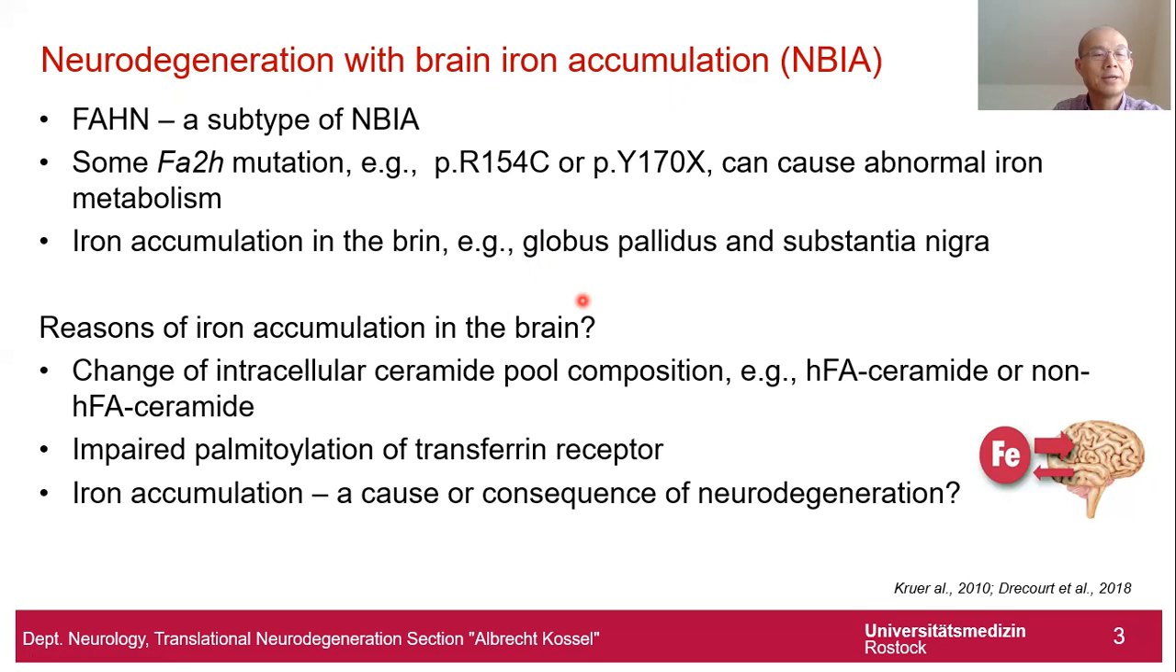Some data suggest that a change of intracellular ceramide pool composition, for example, the ratio between hydroxy fatty acid-containing ceramide and non-hydroxy-containing ceramide, is one reason. And also impaired palmitoylation of transferrin receptor is another one. Still, whether iron accumulation is a cause or a consequence of neurodegeneration is not so clear.